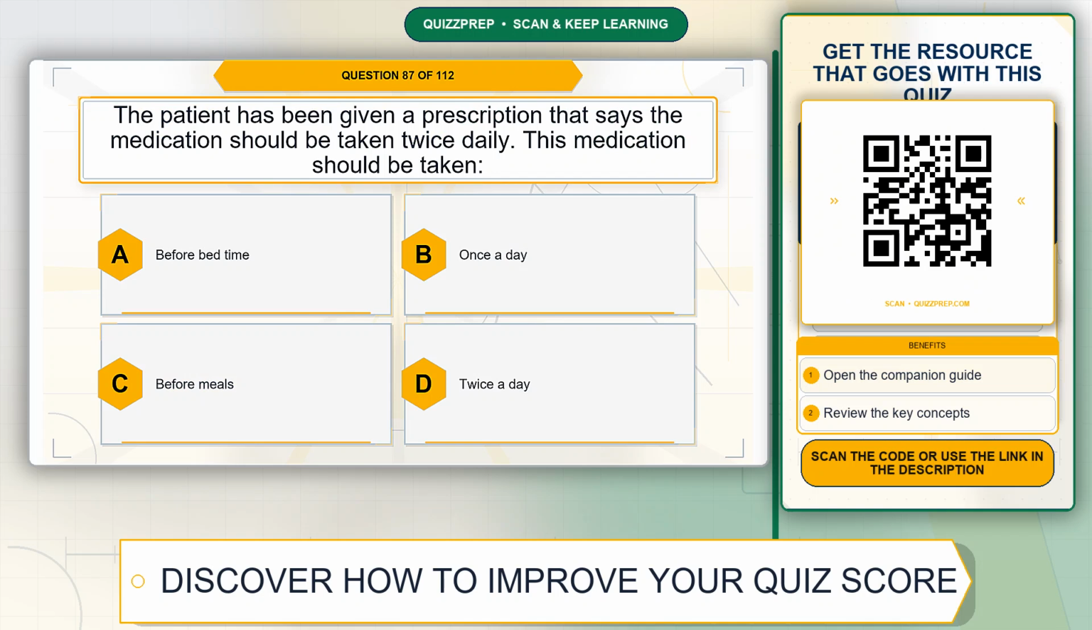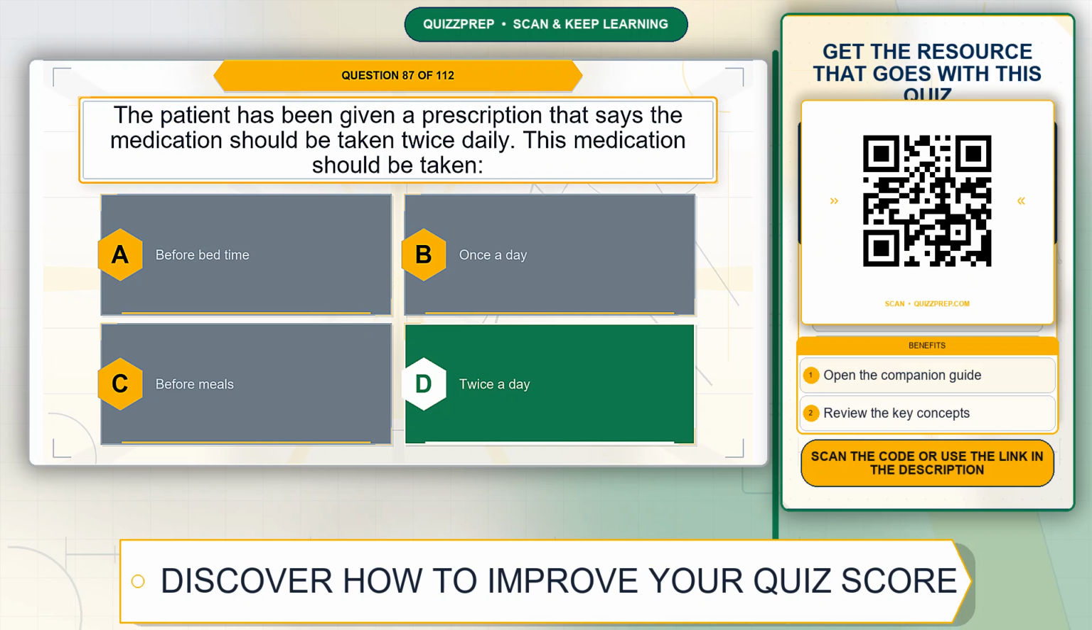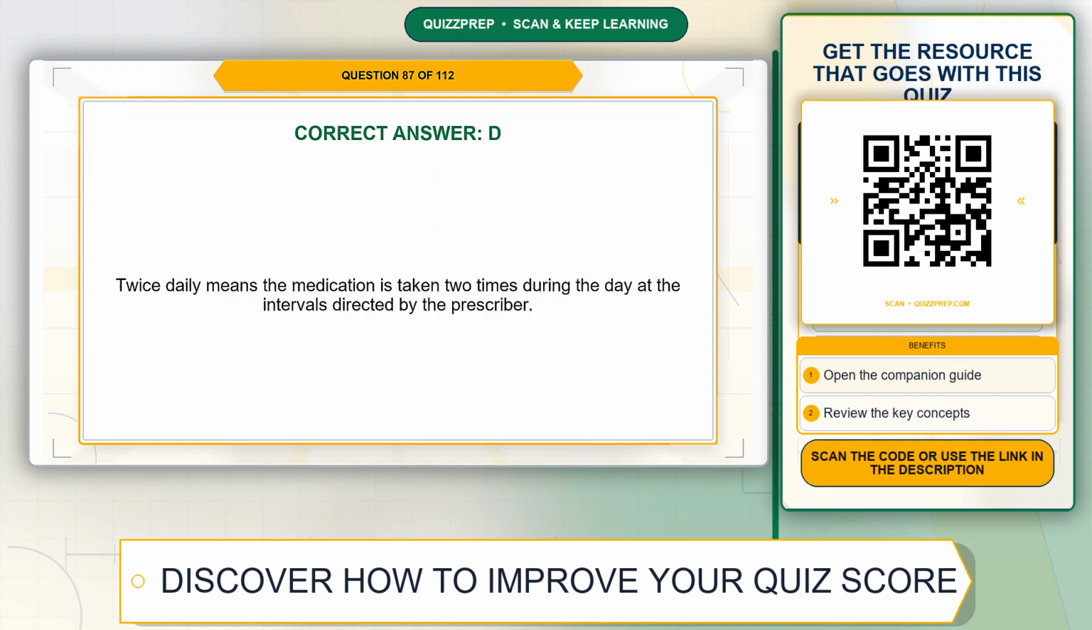This medication should be taken, option A, before bedtime. Option B, once a day. Option C, before meals. Option D, twice a day. The correct answer is option D, twice a day. Explanation. Twice daily means the medication is taken 2 times during the day at the intervals directed by the prescriber.